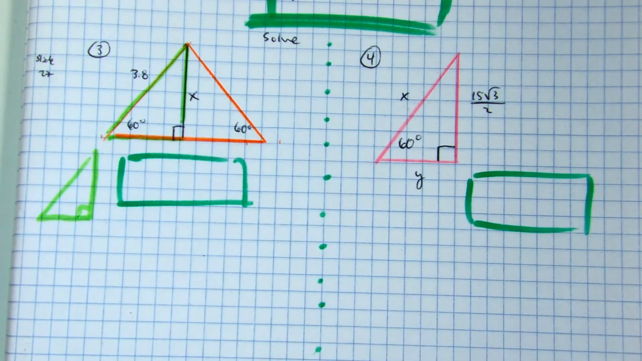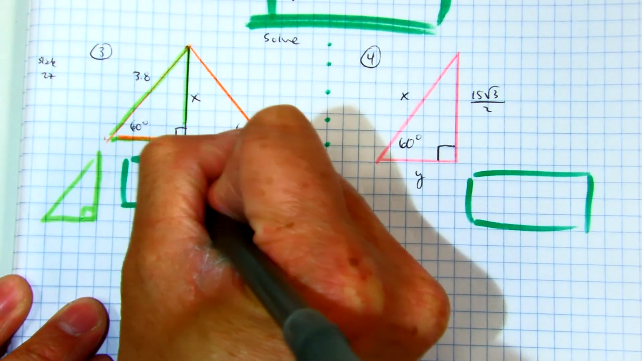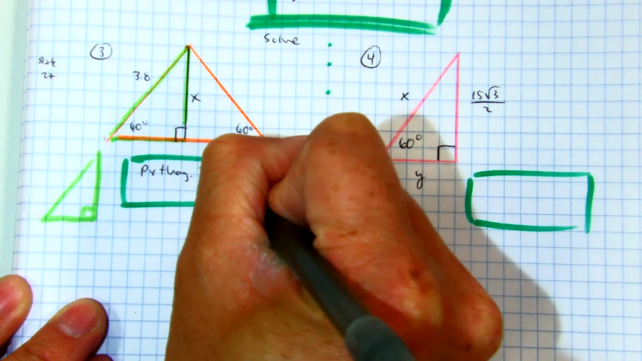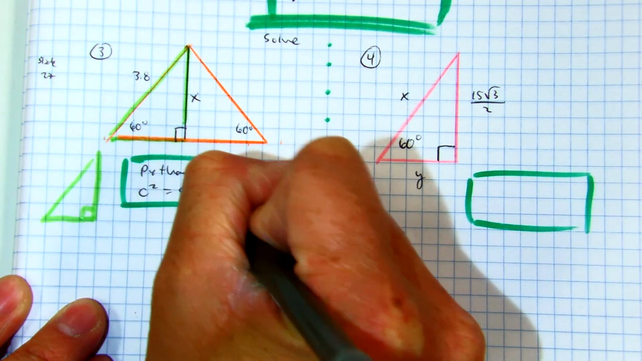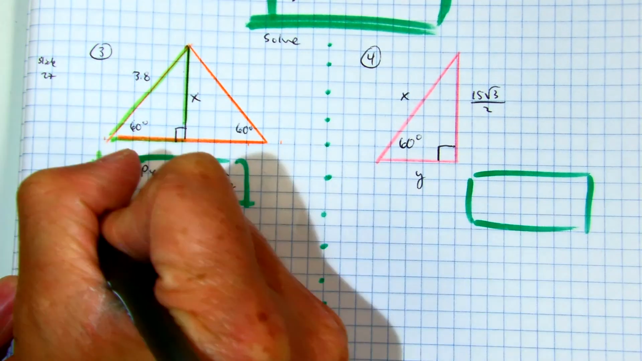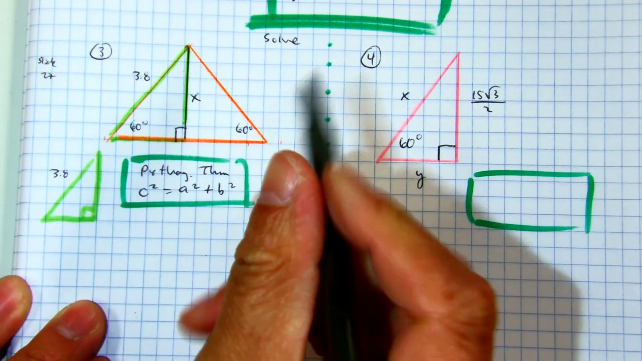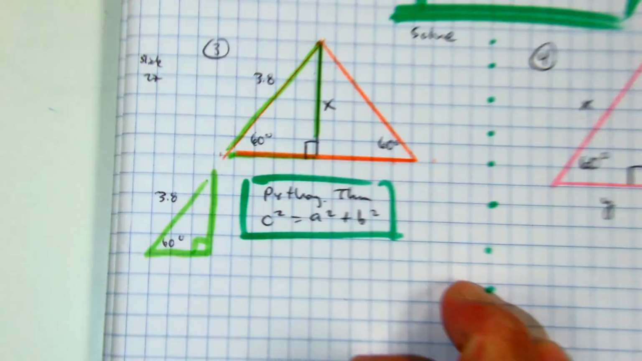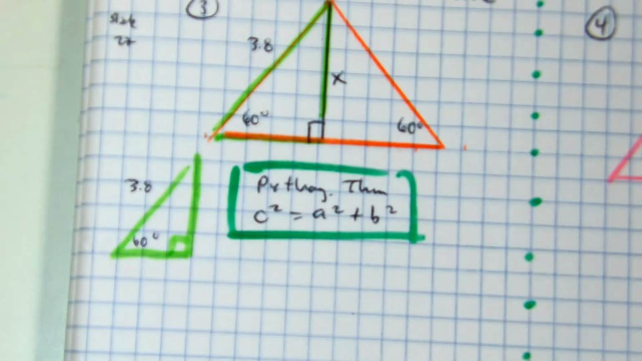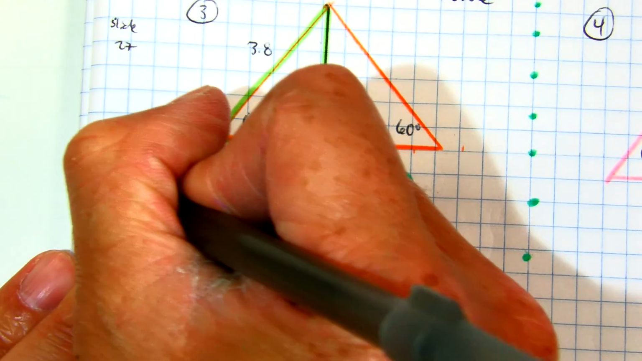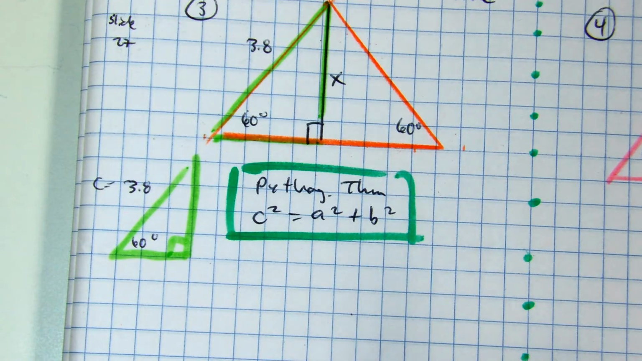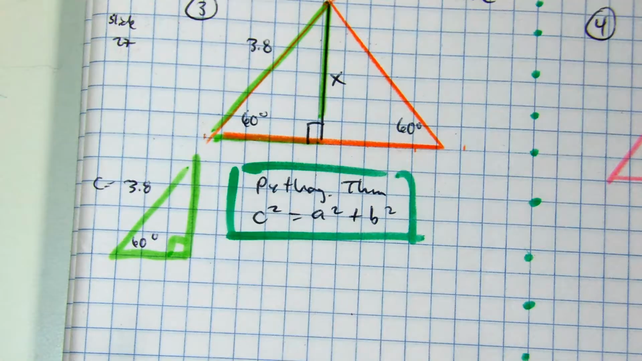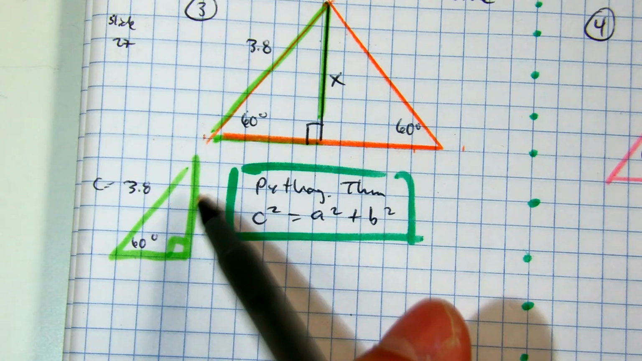So you said Pythagorean theorem, c squared equals a squared plus b squared. Ian, what does 3.8 represent? It does represent the c value. How about the a value? Does it matter which one's a or b?